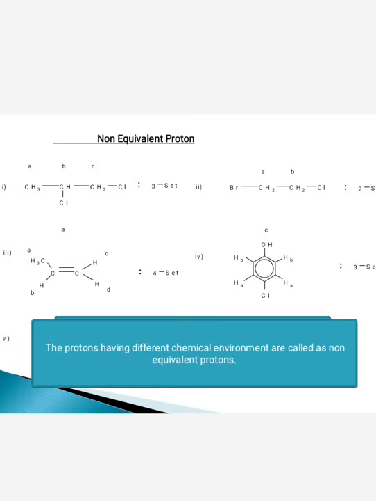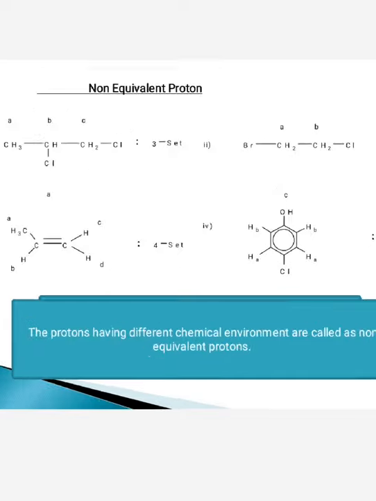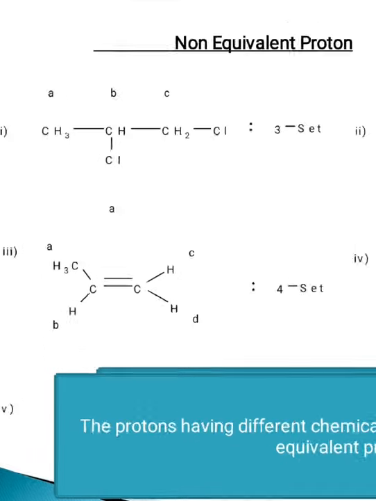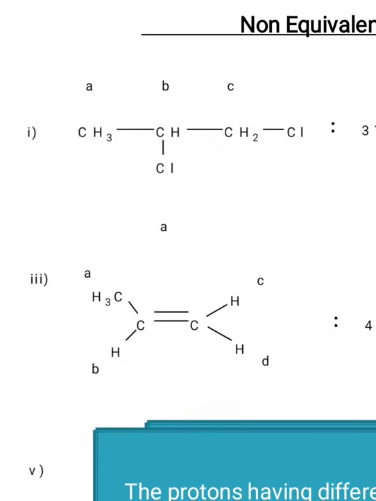Now, the second point is non-equivalent protons. While solving problems, we should know the equivalent protons and the non-equivalent protons. In the first example, 1,2-dichloropropane, there are three sets of protons. See here, all three sets of protons have different chemical environments, and hence this compound gives three signals on the NMR scale with different intensity.